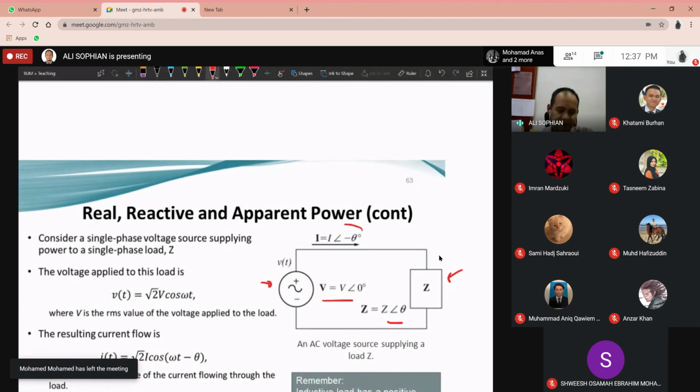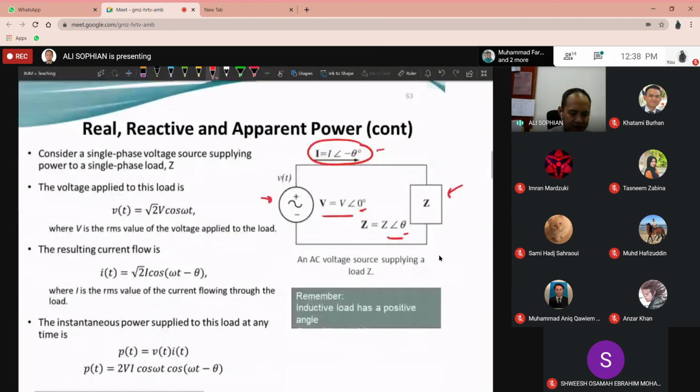Then you can calculate the current, which is the voltage divided by the load impedance, and it equals this. You can see the angle of the current is minus theta because the angle of voltage is 0 and the angle of the load impedance is theta. So 0 minus theta gives you minus theta. That's why we have minus theta as the angle of the current.